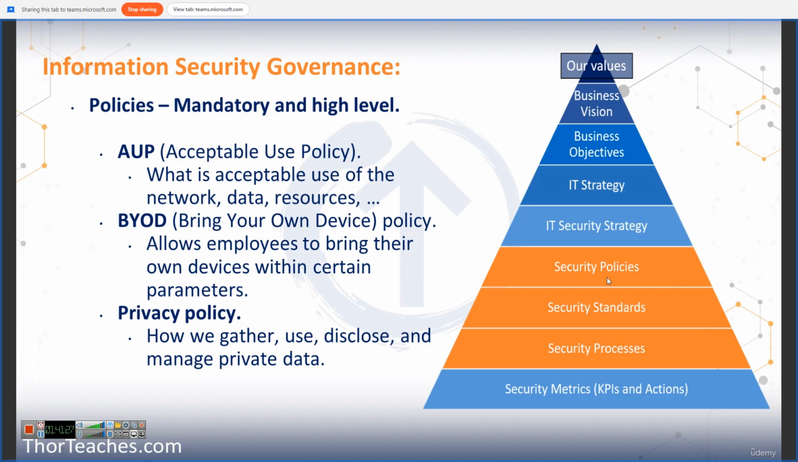And then we talked a little bit about some specific policies, the acceptable use policy, what is acceptable use of our network, the data, and our resources. This is a piece of paper that employees sign before they gain access to anything. Then we talked about BYOD, where employees can bring their own devices in. We segment that network off. We give it probably somewhat limited access. And then depending on our organization, we may or may not support their devices. If they want to bring their own stuff in, the support is on themselves.